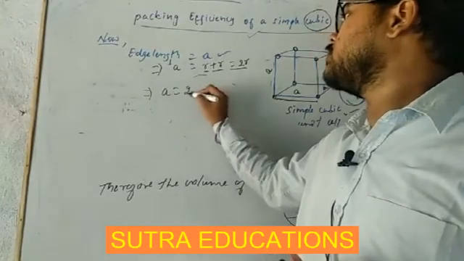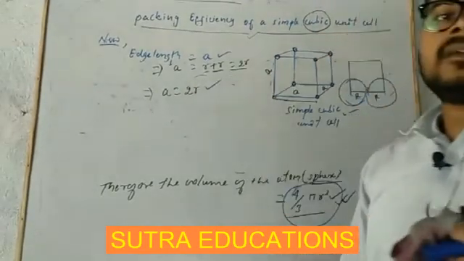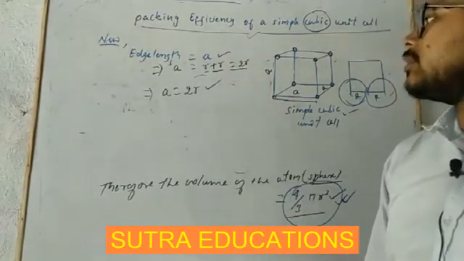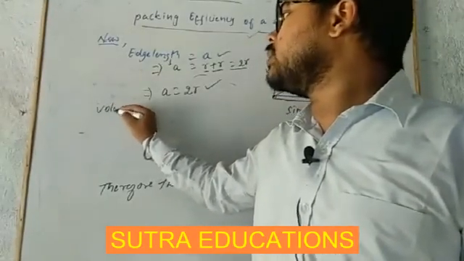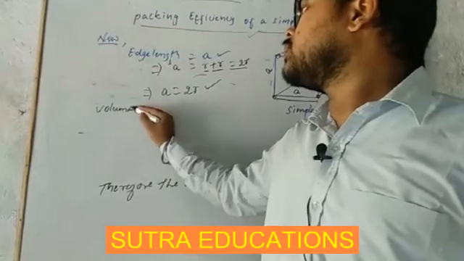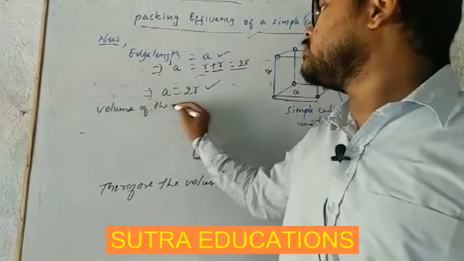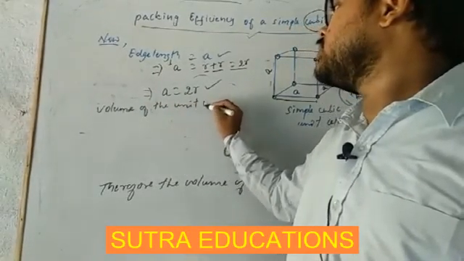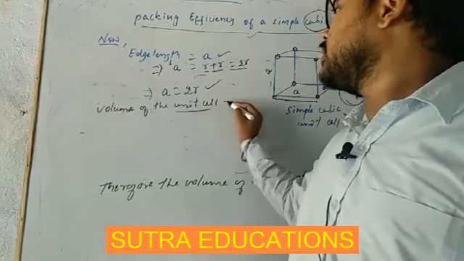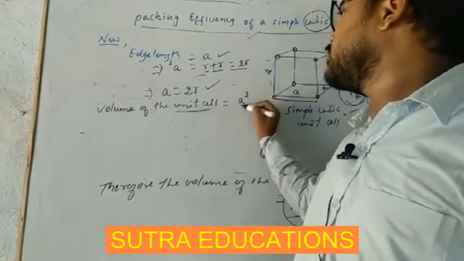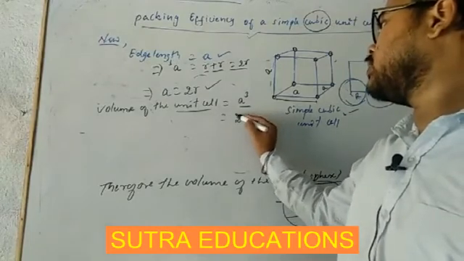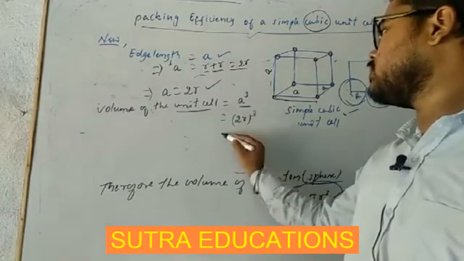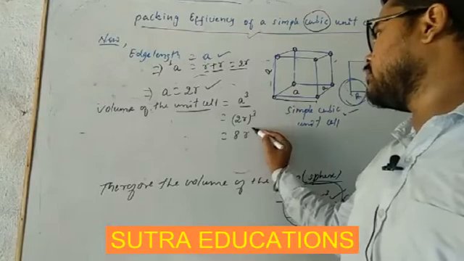A is equal to 2R. So if a is the edge length of the cube, then what will be the volume of the cube, meaning the volume of the unit cell? Volume of the unit cell is equal to edge length cubed, meaning a cubed. A we have is equal to 2R, so it is 2R cubed, which is 8R cubed.